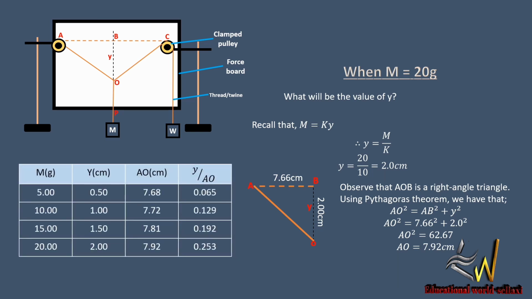So we move straight to computing our table of values. We now have that when m is equal to 20 gram, y is equal to 2 cm, AO is equal to 7.92 cm, and y over AO is equal to 0.253.